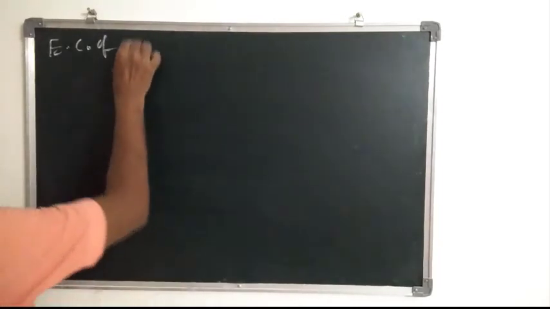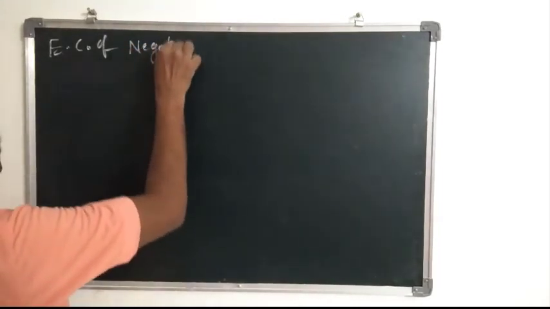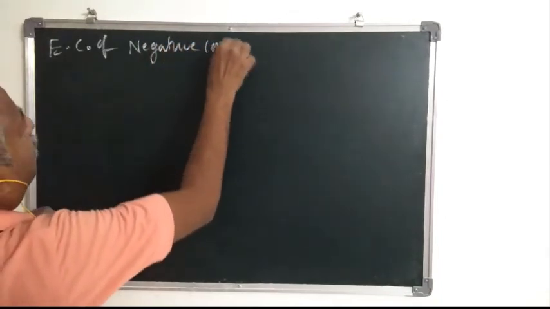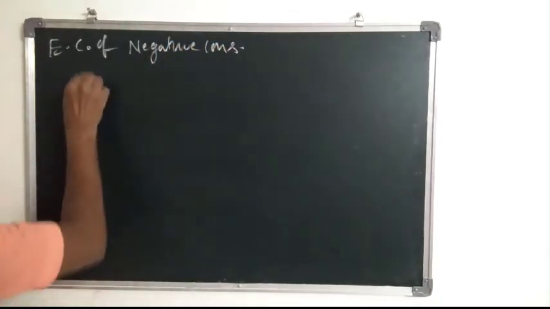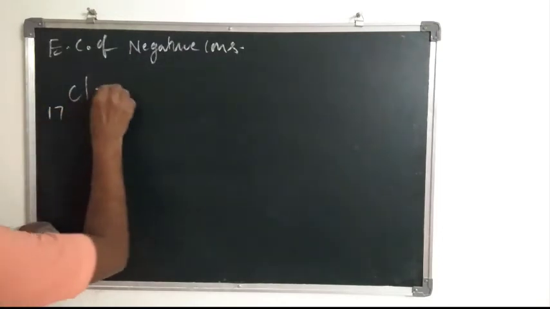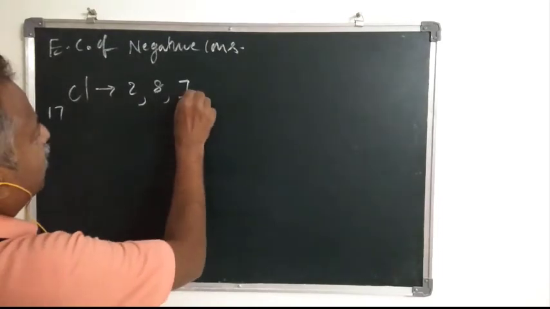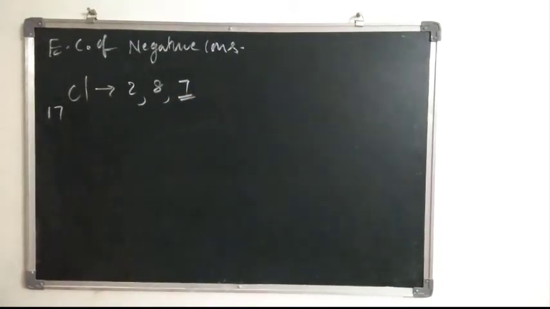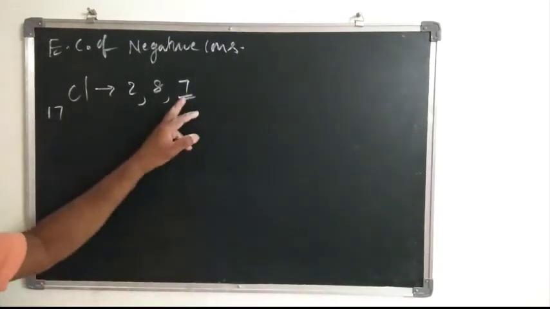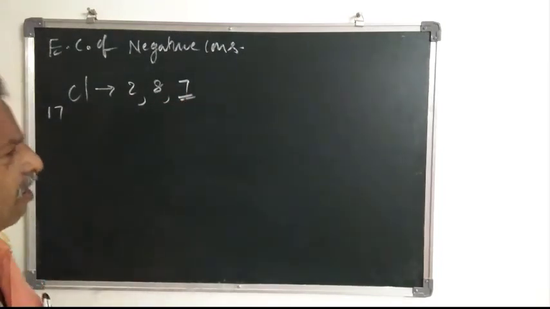On the other hand, the electronic configuration of negative ions. Let us take an example of chlorine 17, 2, 8, 7. What is the number of valence electrons? 7. So chlorine has two options. It may lose 7 electrons or it may gain 1 electron from outside.